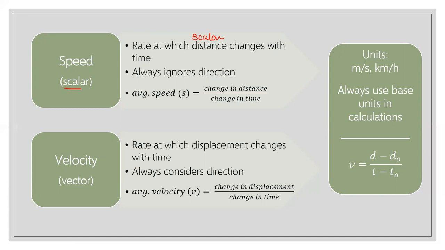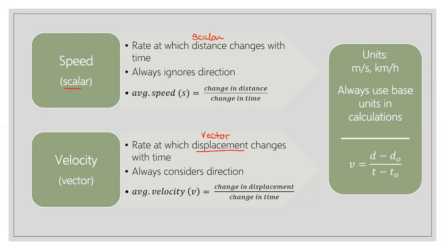So, what is velocity? Velocity is the vector quantity, and it's the rate at which displacement, notice we're going to use a vector quantity, changes with time. Time is always scalar because time never has direction. Velocity is always going to include direction, so you want to think about positive and negative signs.